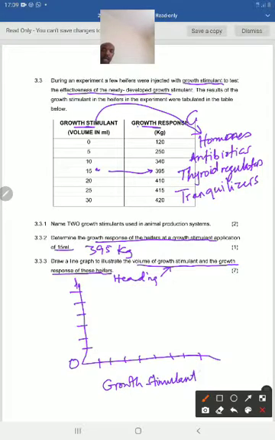It's independent, but it responds when we put in a growth stimulant. So this one is a dependent. So we put it on the y-axis. Growth response, ne? And it's easy here.